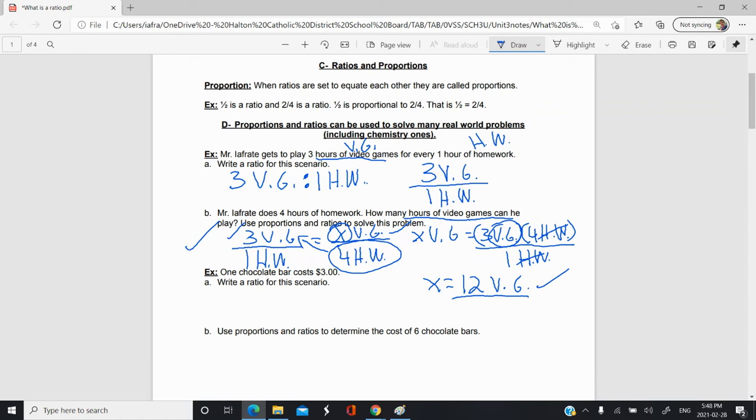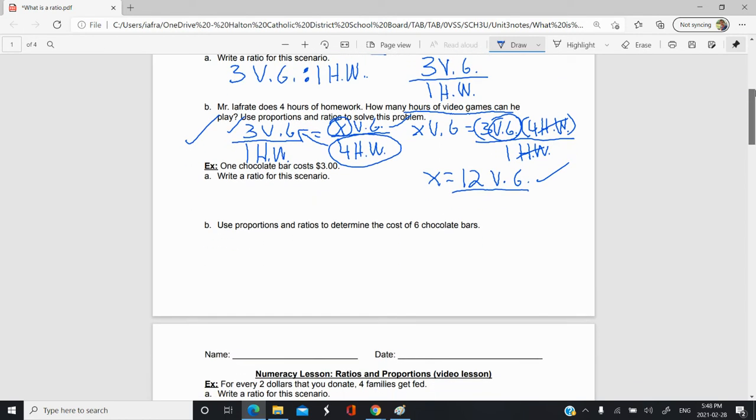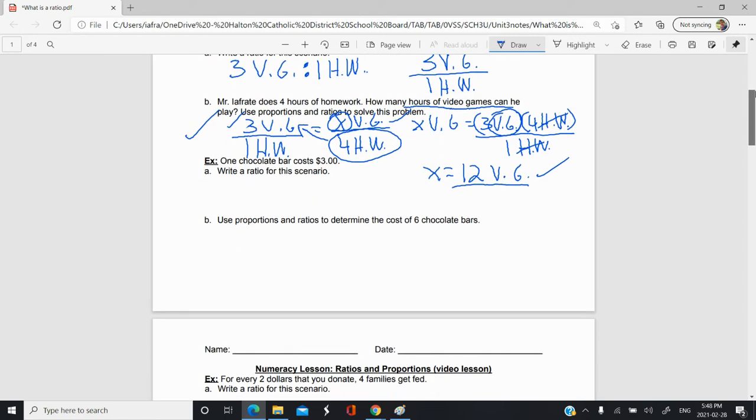Let's try another example. You can pause the video if you're comfortable and try the example yourself first, and then check your work. So one chocolate bar costs $3. Write a ratio for this scenario. So I'm just going to put 1 bar to 3.00. And I know dollars should come first, but I'm just going to put it at the end here just to treat it like a unit. So 1 bar is $3.